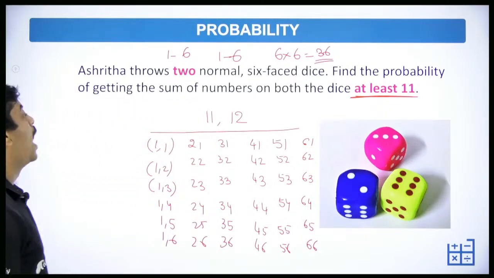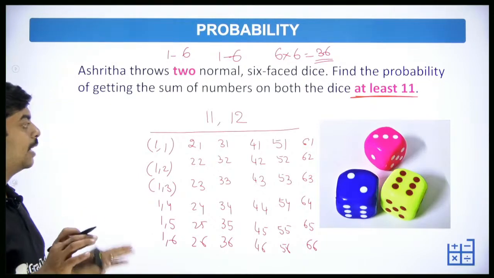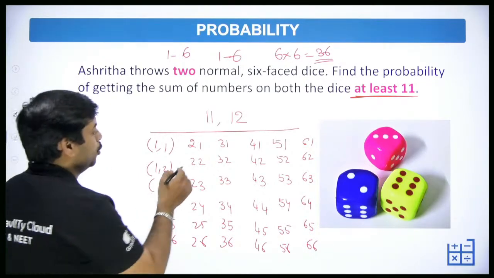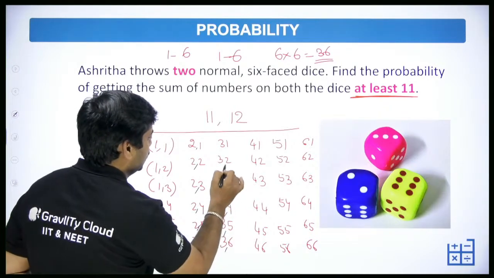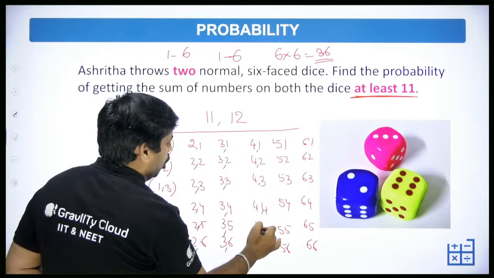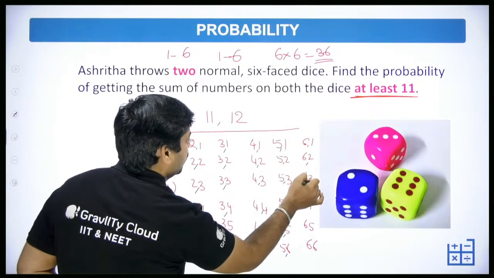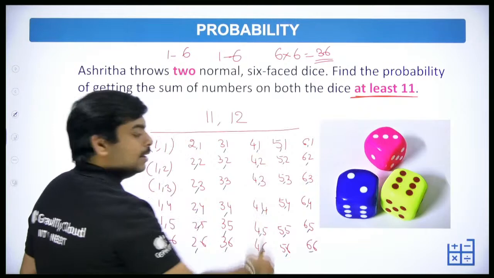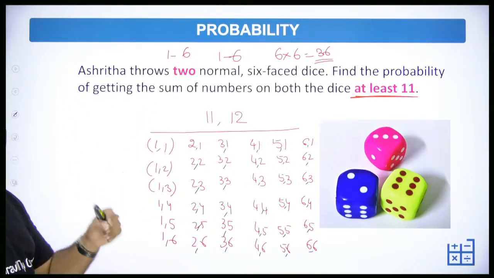So in total, we should get at least 11. Now, how many cases are there? All these are the numbers shown by both the dice.